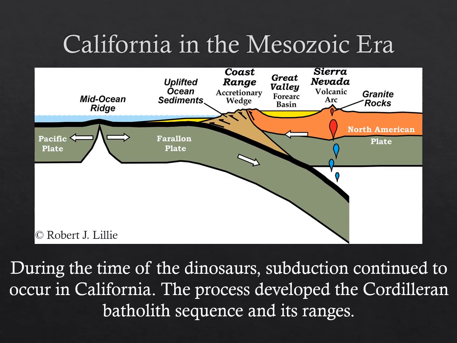So this slide shows the process of subduction between the Farallon plate and the North American plate in a little bit more detail. Note that the Sierra Nevadas again were once immense volcanoes with felsic lavas that would later solidify into those intrusive igneous rocks, granite and diorite.